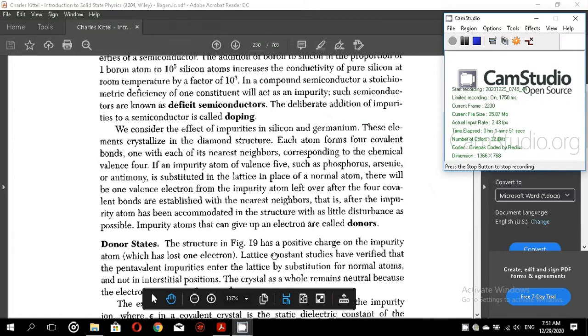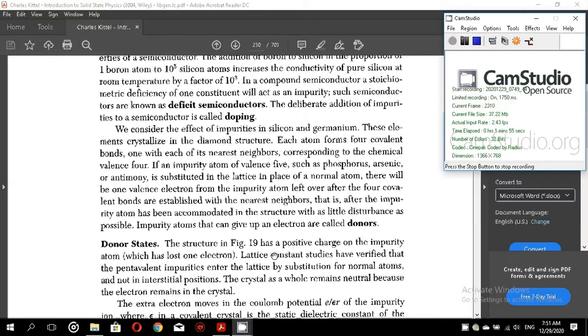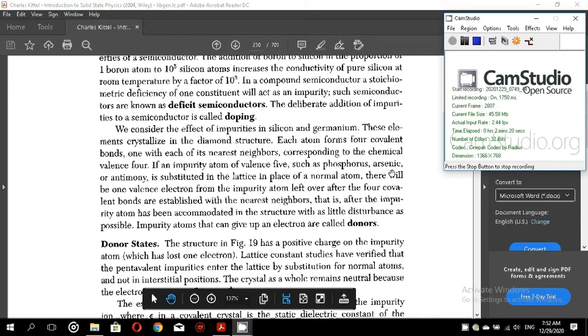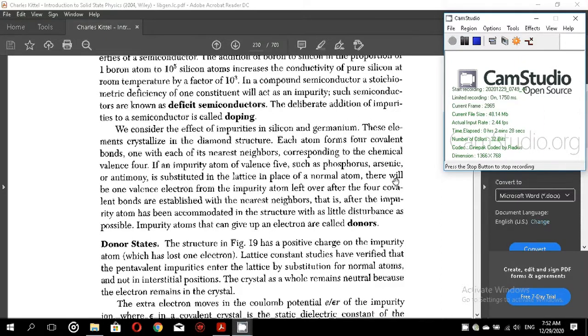We consider the effect of impurities in silicon and germanium. These elements crystallize in the diamond structure. Each atom forms 4 covalent bonds, one with each of its nearest neighbors, corresponding to the chemical valence of 4. If an impurity atom of valence 5, such as phosphorus or arsenic or antimony, is substituted in the lattice in place of a normal atom, there will be one valence electron from the impurity atom left over after the 4 covalent bonds are established with the nearest neighbors. That is, after the impurity atom has been accommodated in the structure with as little disturbance as possible.